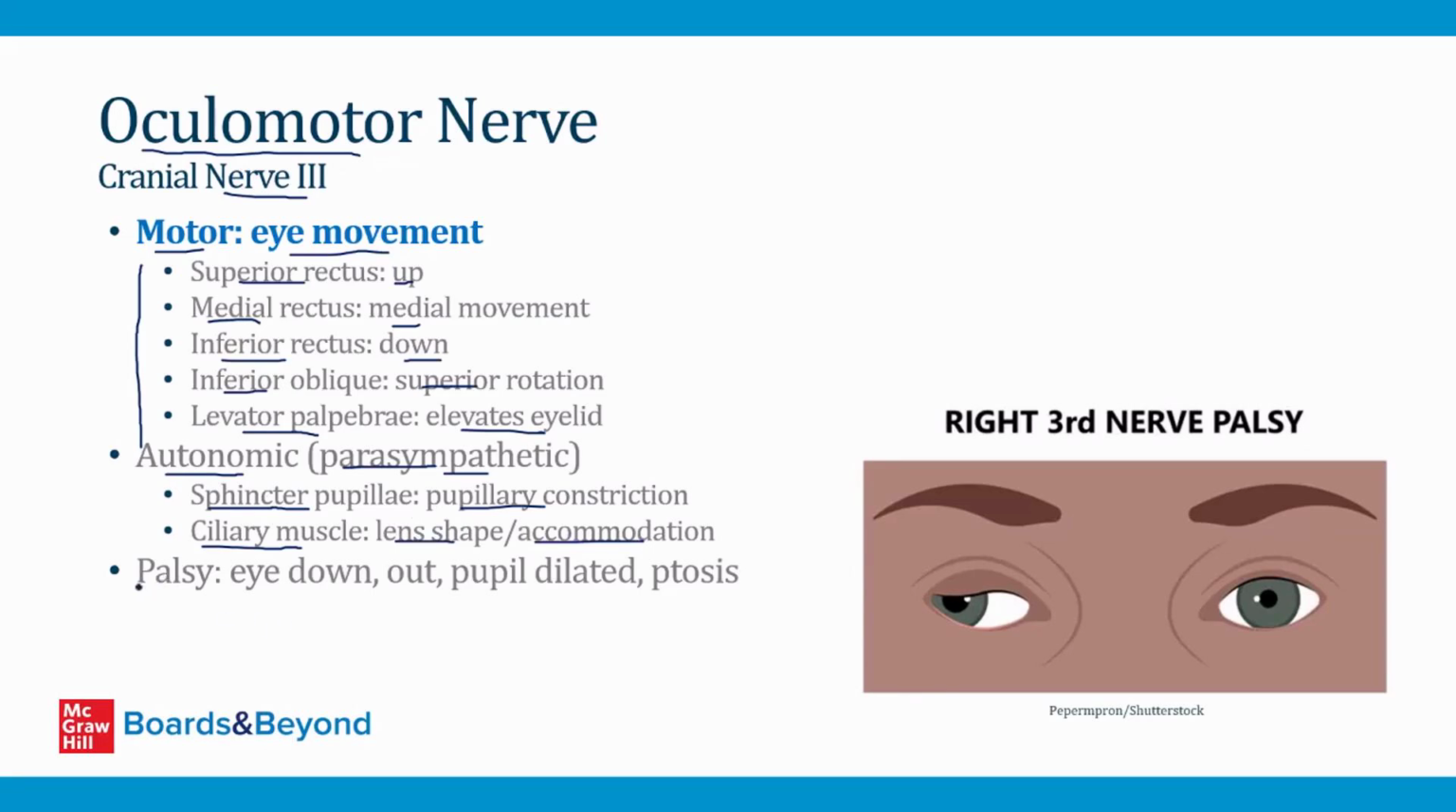And so if you have a palsy or a lesion of the oculomotor nerve, what you get is the eye turning downward, outward, the pupil being dilated, and ptosis, which is drooping of the eyelid. That's shown here in this picture.